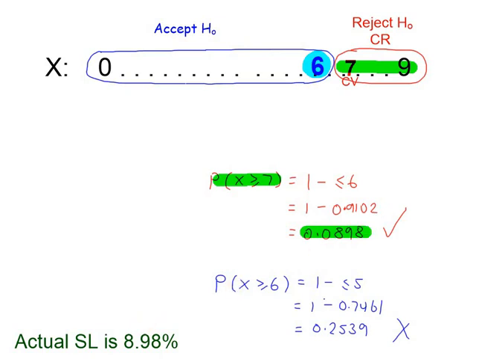And I haven't given a test statistic here, so if our test value was 7, 8 or 9, we reject H0. If it's a value of 6 or below, we will accept H0.